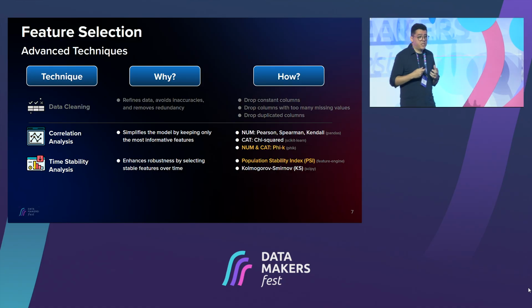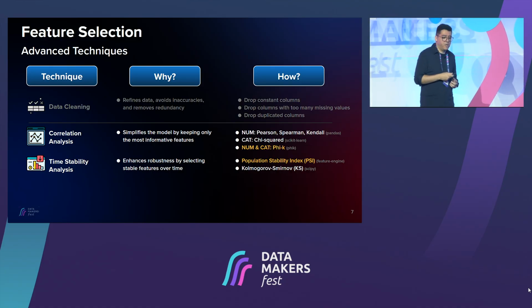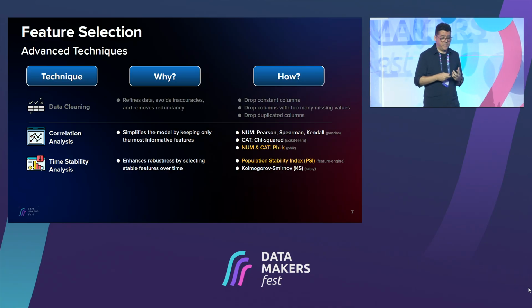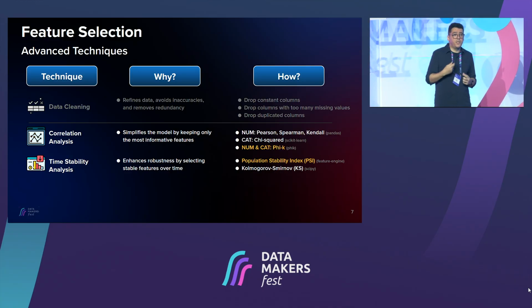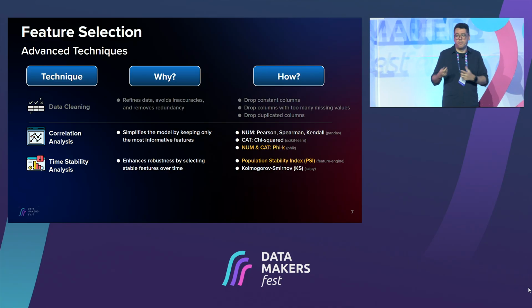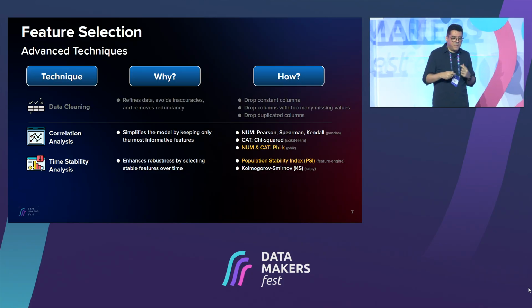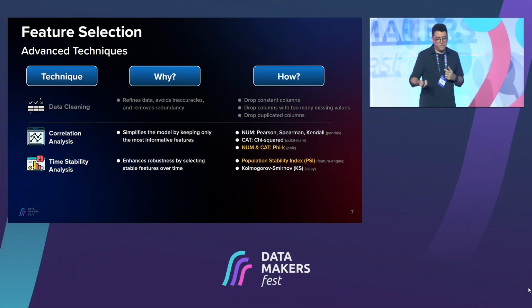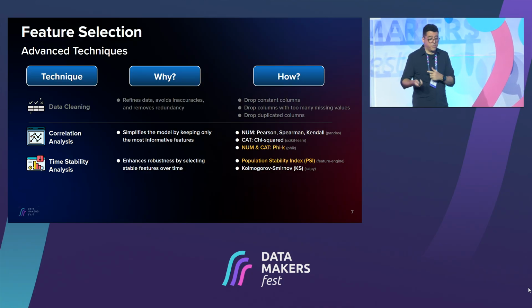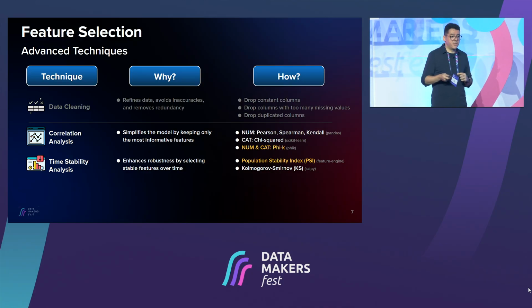The next group is time stability analysis. This group is really interesting because we usually use time stability analysis to detect drift in the monitoring phase after you deploy your models. But these techniques can actually be very useful also during the development stage. Because if your feature drifts already in the development stage, it's likely that it will drift also after you deploy your model. So detecting these unstable features beforehand can be really interesting as well.